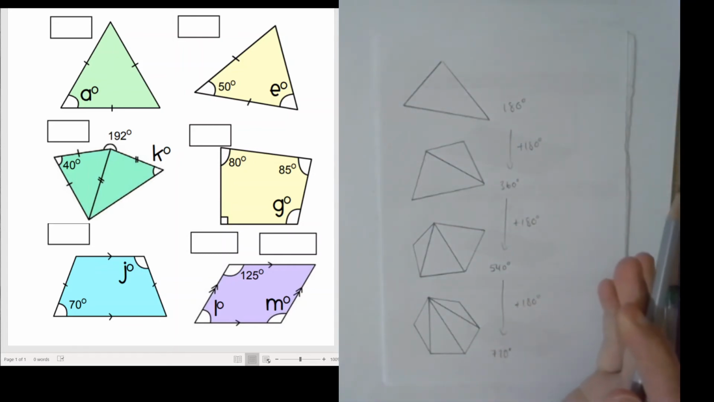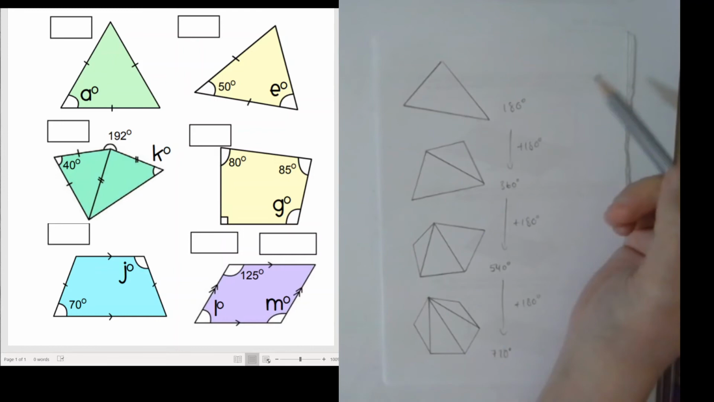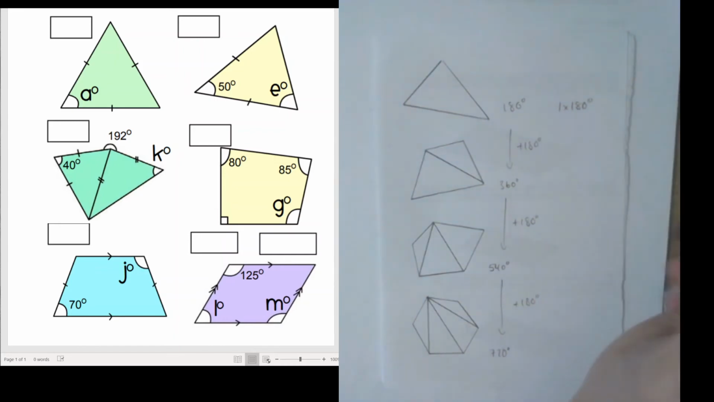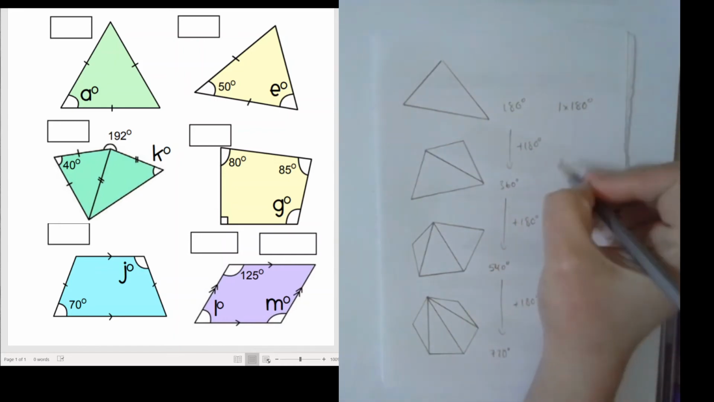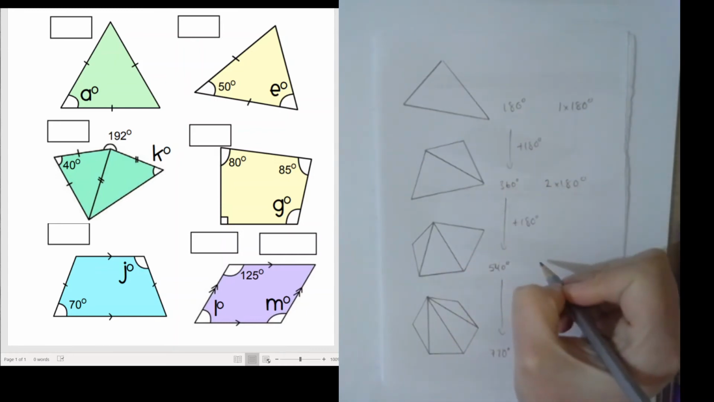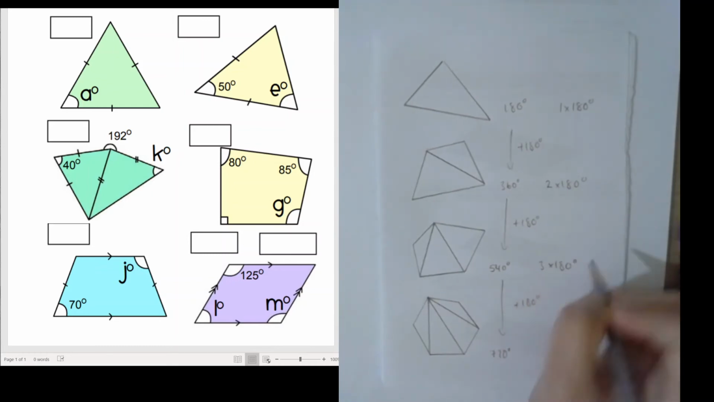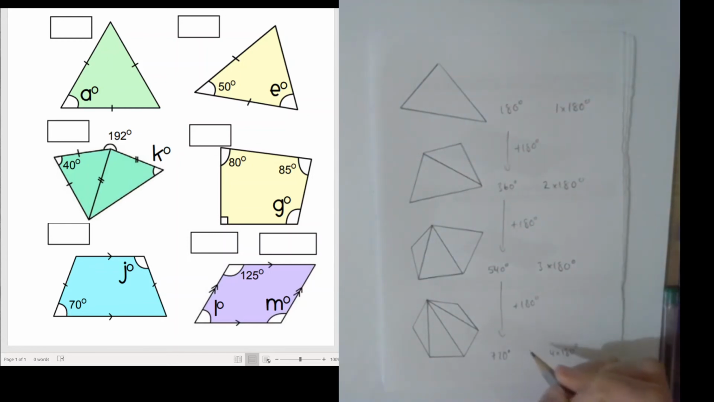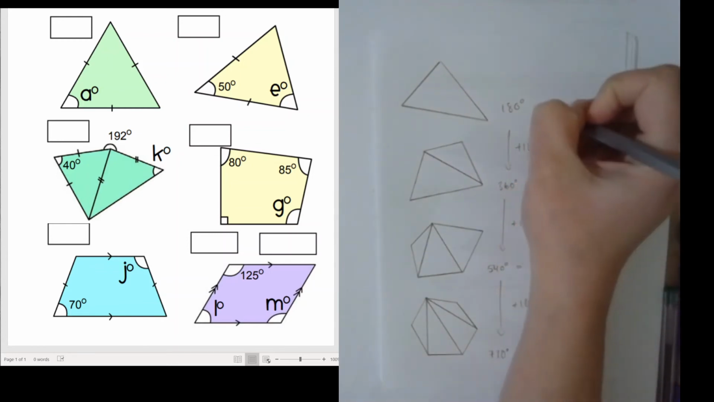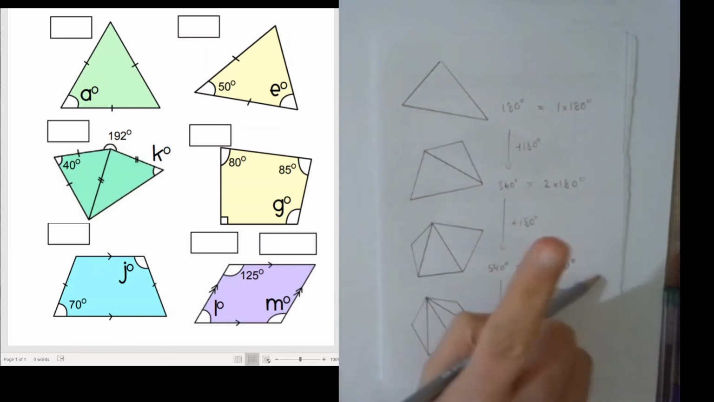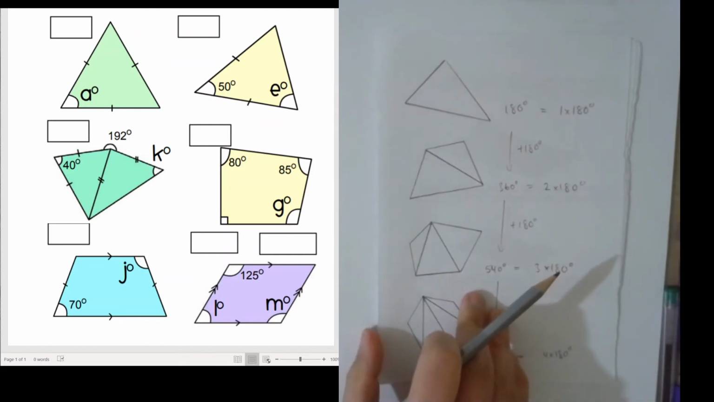Some of you may have realised what the pattern is, some of you may have not. So you've got 180 degrees. This is one triangle, so it's 1 times 180 degrees. This is 2 triangles, so it is 2 times 180 degrees. This is 3 triangles, so it is 3 times 180 degrees. This one is 4 triangles, so 4 times 180 degrees. And you will notice that is what each of these equal. So a 3-sided shape would have 1 triangle, and a 4-sided shape would have 2 triangles.